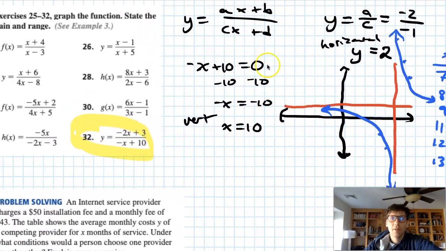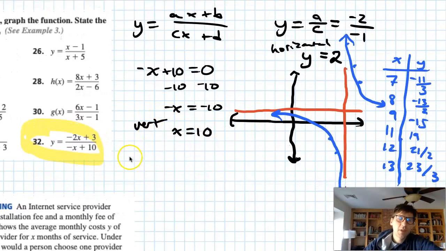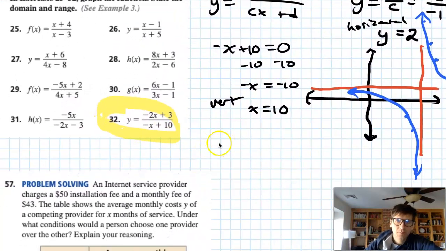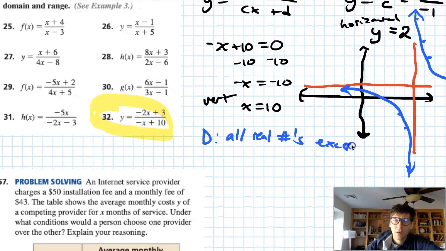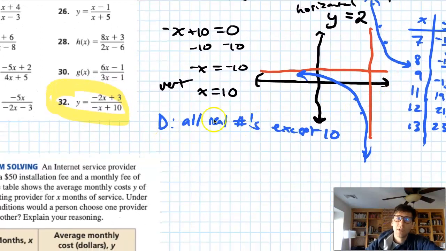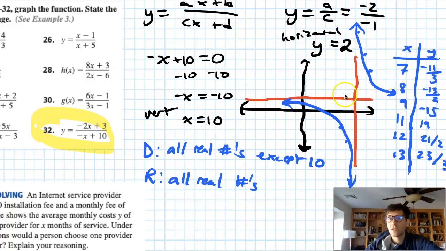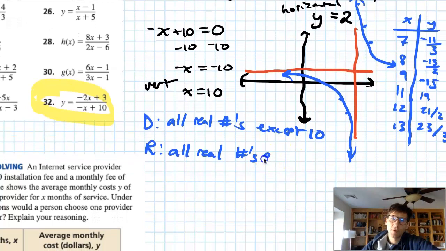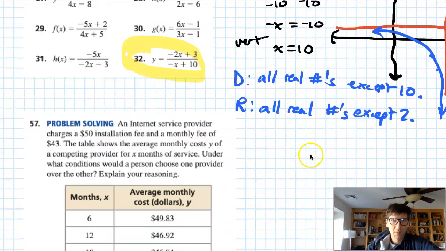So the last part of the question is to say what would be the domain and the range. The domain is the x values. It's all real numbers except for 10, which is, right, it's approaching 10 but it's never going to reach it, but it's going to have all the other numbers. And then the range would be all real numbers except the y value of the asymptote, right? It's all y values except for 2. So that's number 32 there.